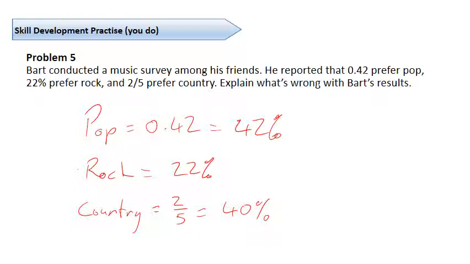We're just having a quick look here. Remember, percentages need to add up to 100. We have 42 and 40, which gives us 82. Then a further 22, which gives us 104%. So I'll let you guys finish off the sentence with that one, but it needs to be somewhere along the lines of: the percentages can only add up to 100%. Bart's percentages add up to 104%.